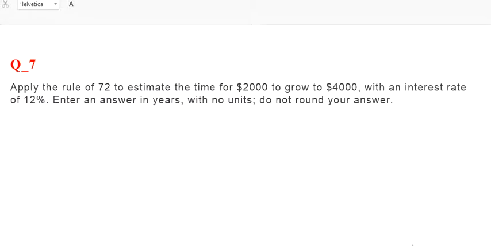Question number 7. Using the rule of 72, find the time period for $2000 to grow to $4000 using an interest rate of 12%. N equal to 72 over 12, and that's 6 years.